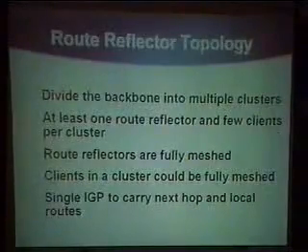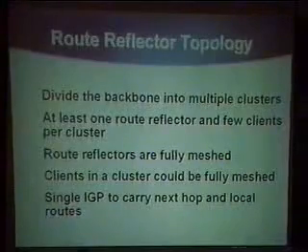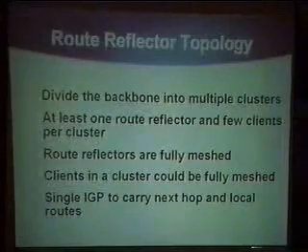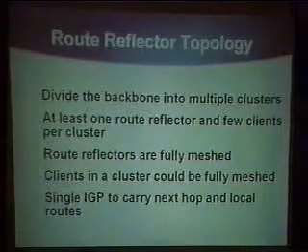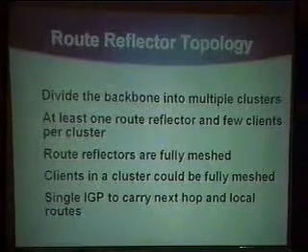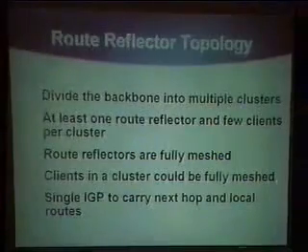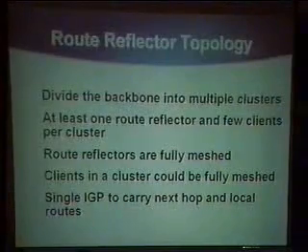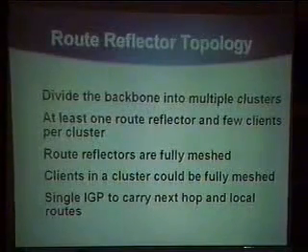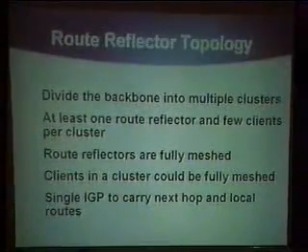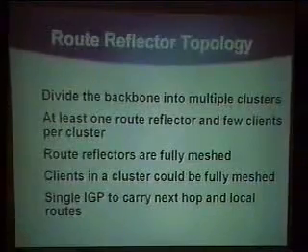The way to do the topology, divide the backbone into multiple clusters, at least one route reflector and a few clients per cluster. Route reflectors need to be fully meshed. They're just normal IBGP speakers for the rest of the network. It's just the clients see them as something different. Clients in the cluster could be fully meshed if you want to, but very few people do that nowadays. You don't need to touch your IGP. Just leave your IGP alone. So OSPF, ISIS, whatever, you can just leave that, which is a big advantage.